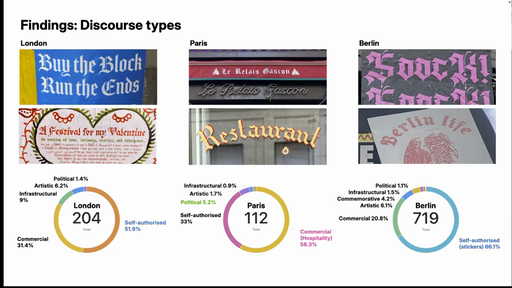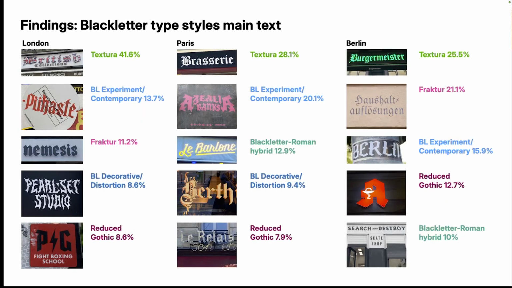And in Paris, it's quite different. Blackletter is mostly used in restaurant, cafe, hospitality, so in the commercial realm, signage. Looking at the actual sub-styles used, there are some interesting things. So I said Textura is one of the oldest styles used across all these regions. Textura is still used across all these cities. You see it at the top in green.